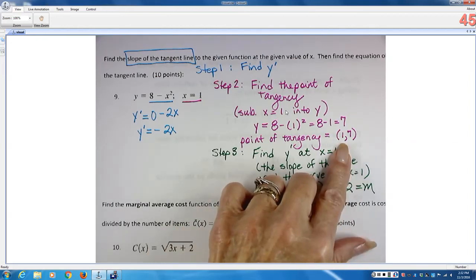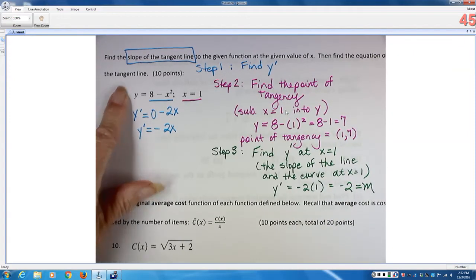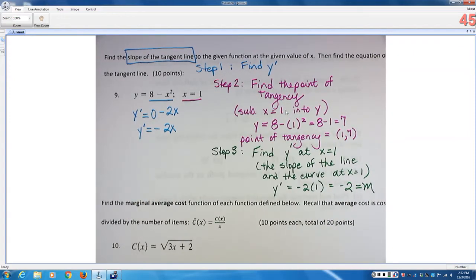What they're wanting you to do is to find the equation of the tangent line. If you have the slope of the tangent line and one point on the tangent line, you can find its equation. There's two different ways to do it. I do not care which way you do it.